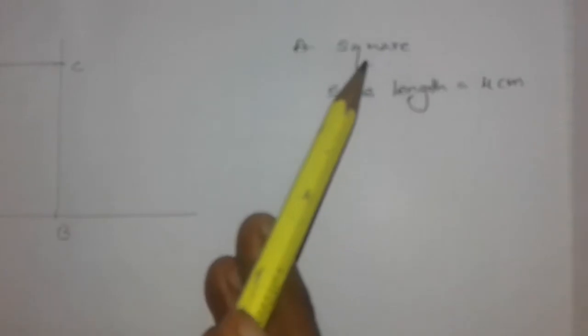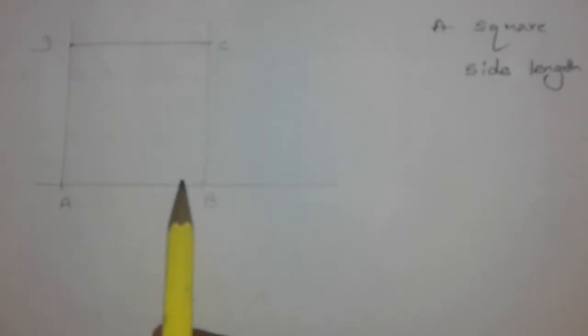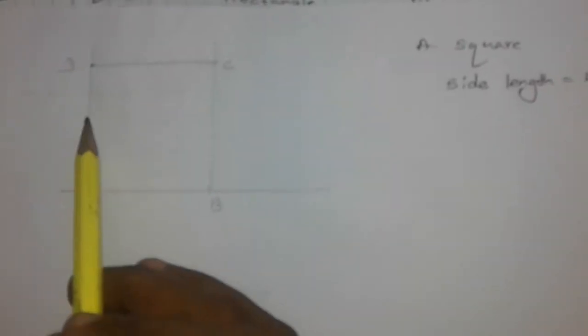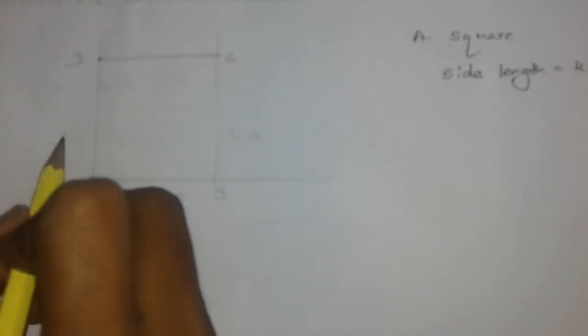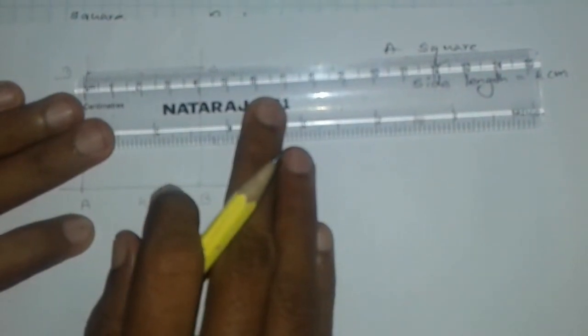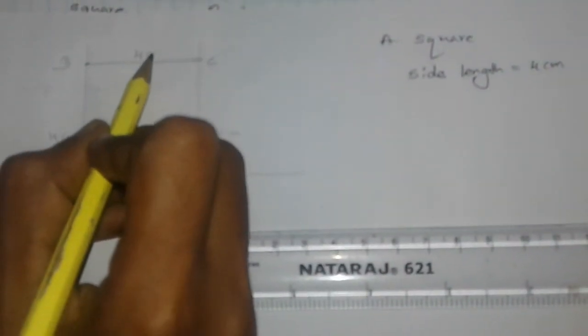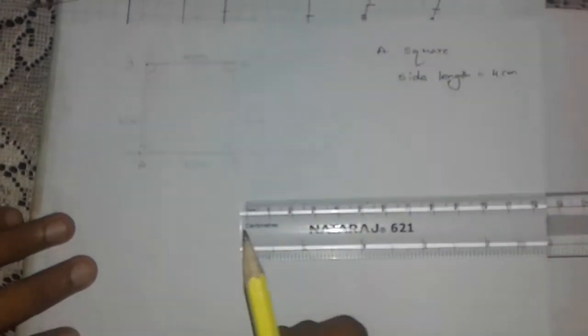This is a rectilinear plane figure. And what is the name of the rectilinear plane figure? It's a square. Why? Because all these angles are right angles and all sides are equal in length. That means 4 centimeter. Here also 4 centimeter. Here also 4 centimeter. You can measure this line. Yes, 4 centimeter. Now, these angles are right angles. So this is a square.